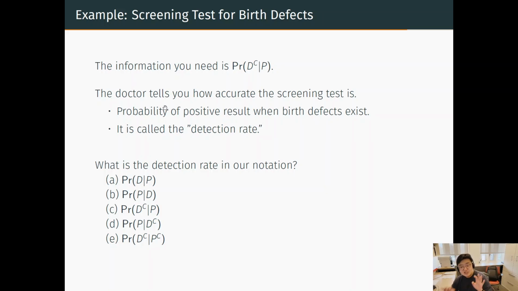But we searched after we came back home, and we found that the detection rate the doctor gave us, 99%, was defined as the probability of a positive result when birth defects exist. Then, how can you translate detection rate into our notation? Think about it.